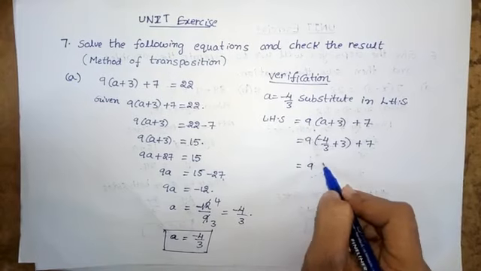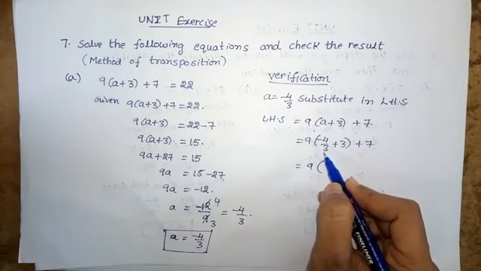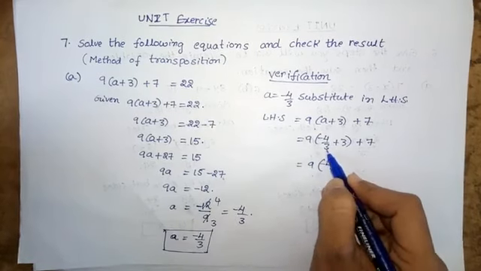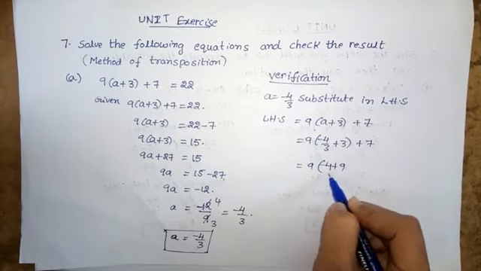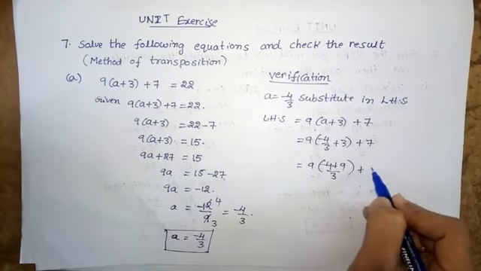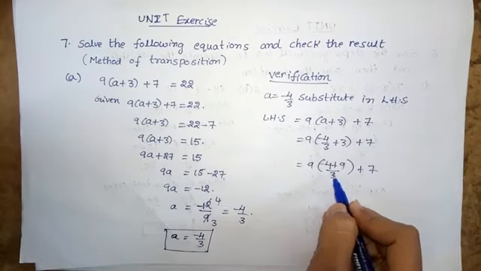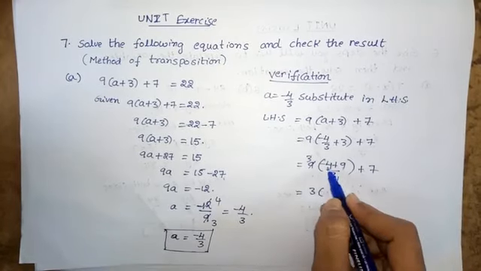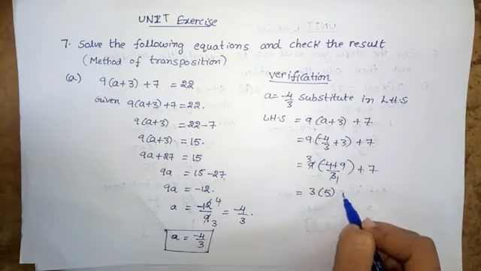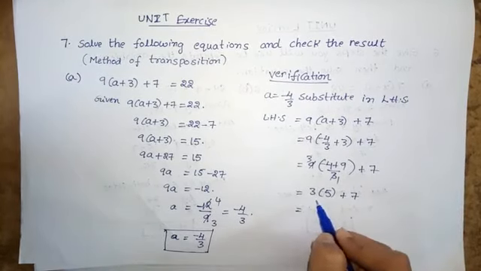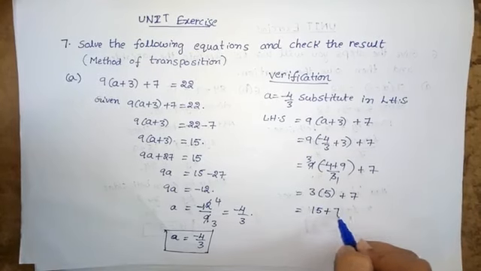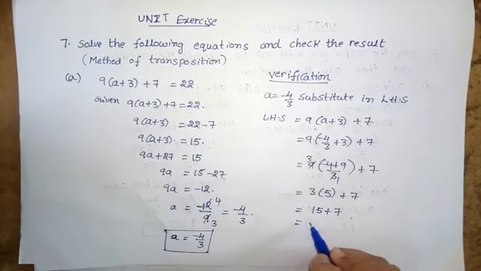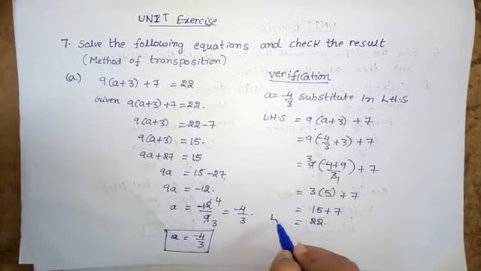It is equal to 9 into minus 4 by 3 plus 9 divided by 3 plus 7. 3 1 ja, 3 3 ja. So it is equal to 3 into minus 4 plus 9 becomes plus 5 plus 7. 3 into 5 becomes 15 plus 7. 15 plus 7, it is equal to 22. So this is LHS value.